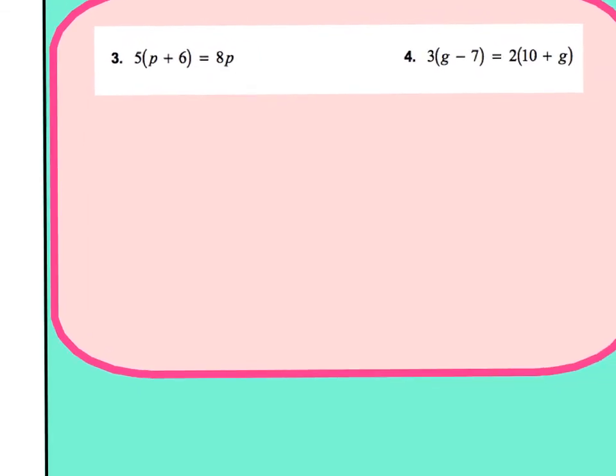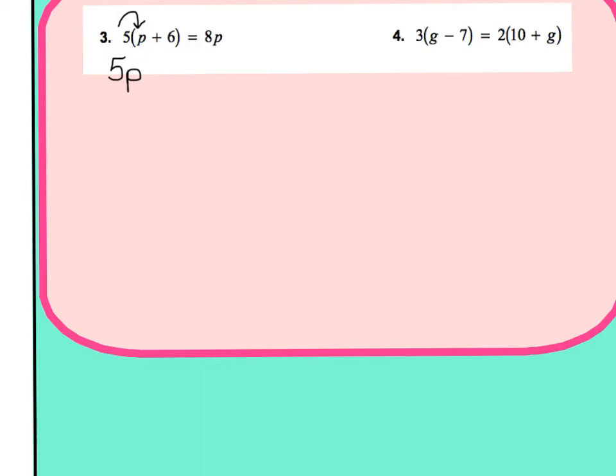Okay, over here we've got to distribute again. When the 5 shakes hands with the p, we get 5p. It looks like we have this one on there twice, so I'm going to just cross it out. We don't need to do it again.